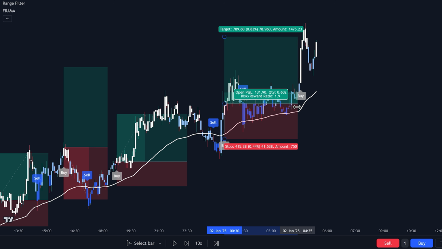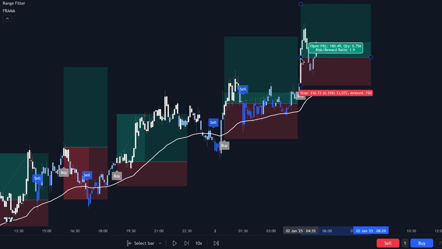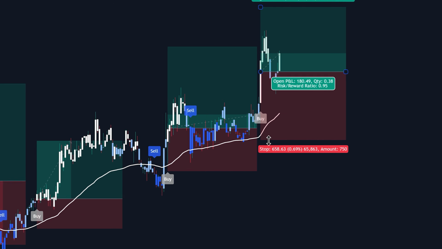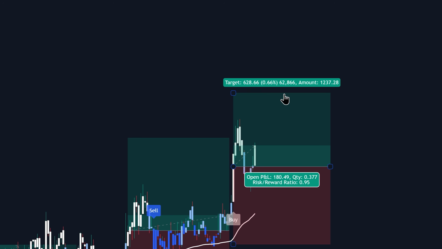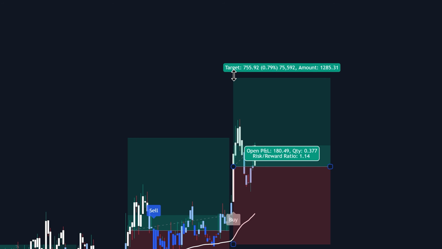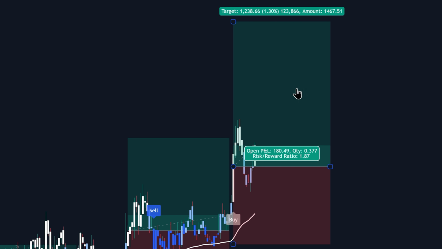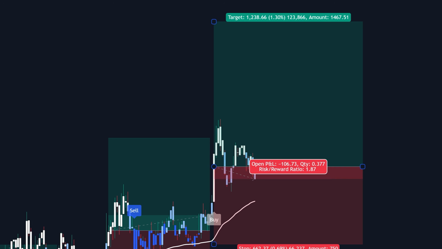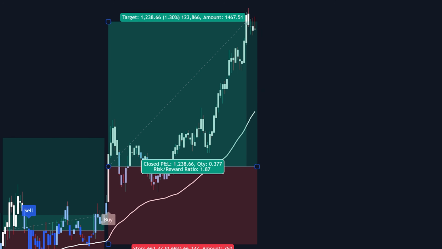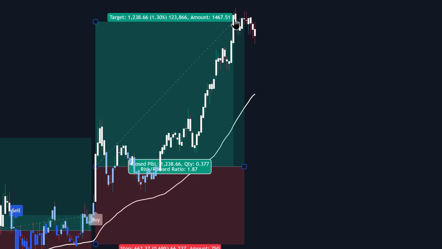Finally, we can further consider another buy trade since the price is still above the FRAMA line. As usual, we set our stop loss just below the FRAMA line and aim for a 1.9 reward to risk ratio. If we let the trade run, it successfully hits take profit once again.